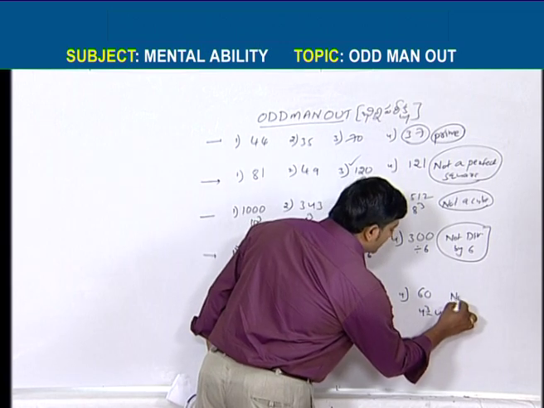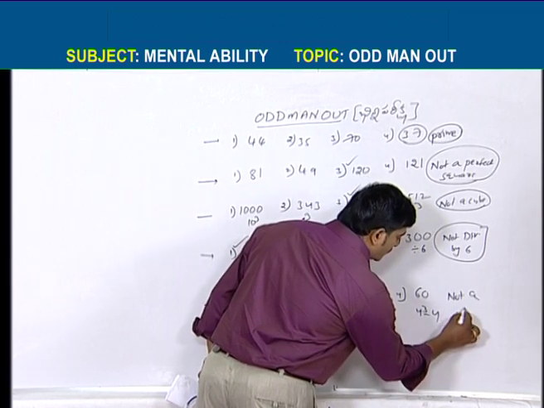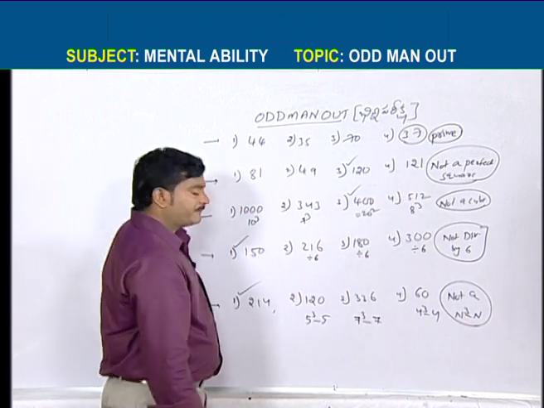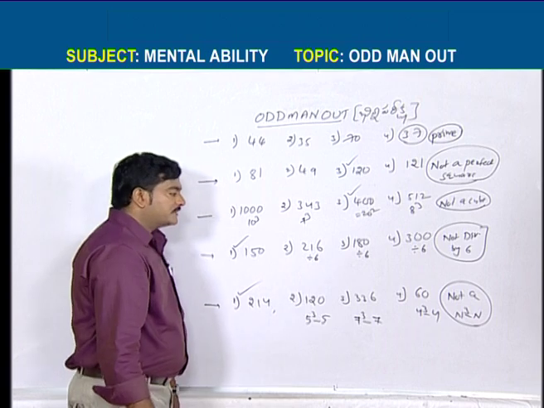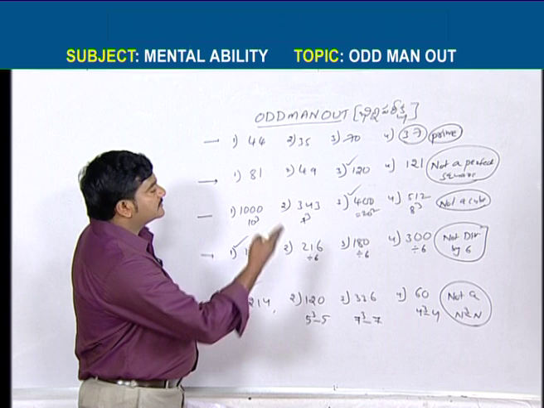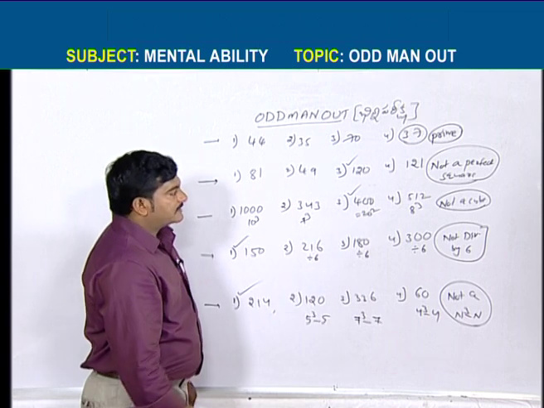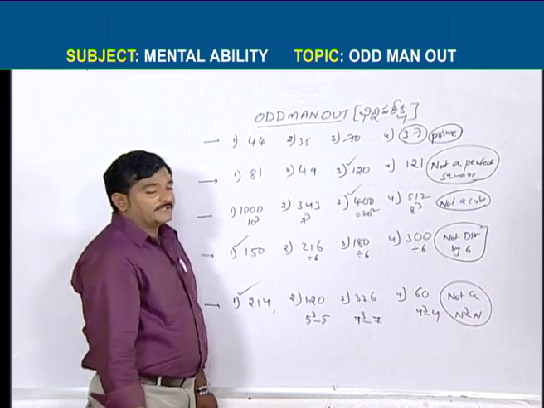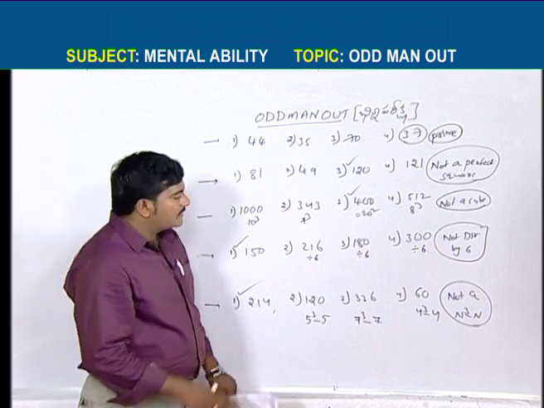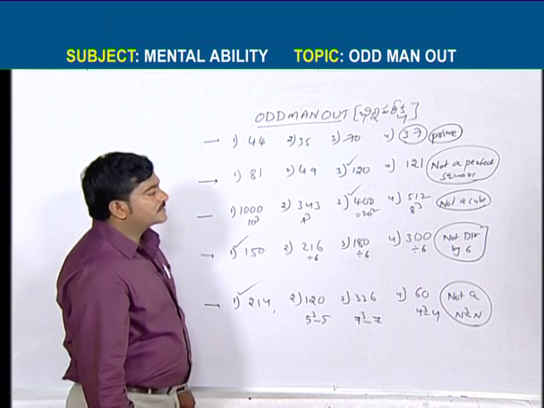So the answer is not an n cube minus n. I am writing the pattern: not an n cube minus n. That's why the answer for this question is the first option. Like this: first one is about prime, second one square, third one cube, fourth one divisibility concept, and fifth one n cube minus n concept. There are different questions you have taken.